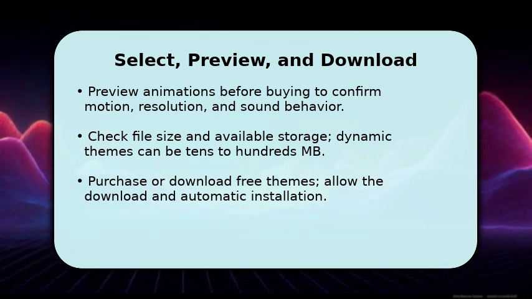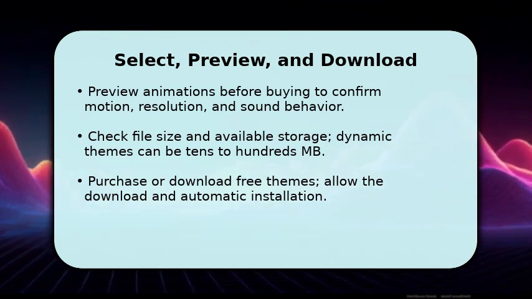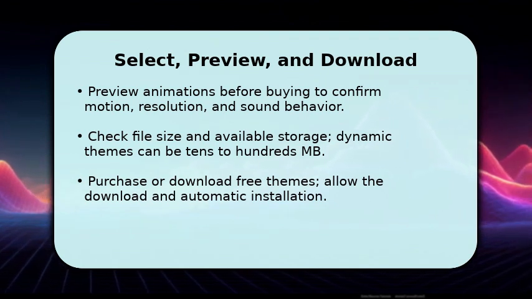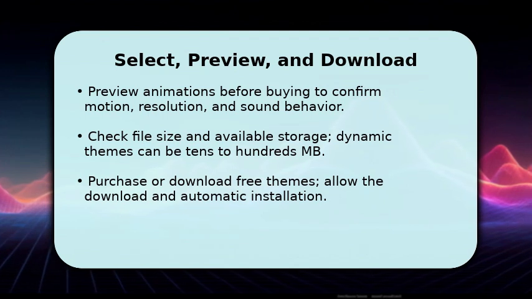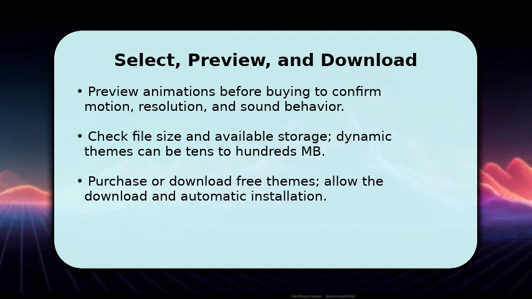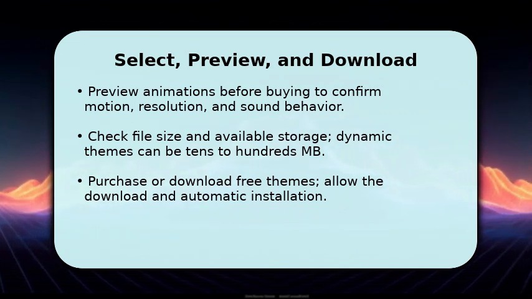Some dynamic themes are large and require room to install. After previewing, choose Buy or Download. The console will fetch and install the theme automatically. Watch progress in notifications. Once installed, the theme appears in your themes list. Don't apply it yet if you want to test multiple options back to back.